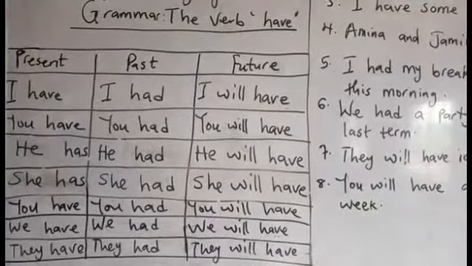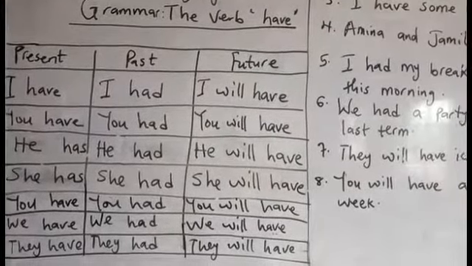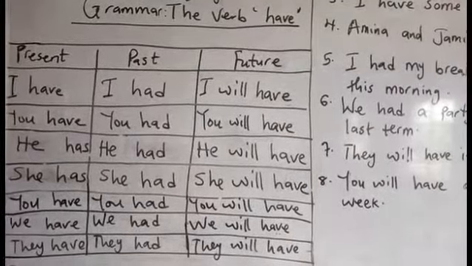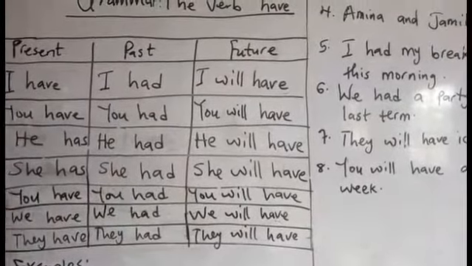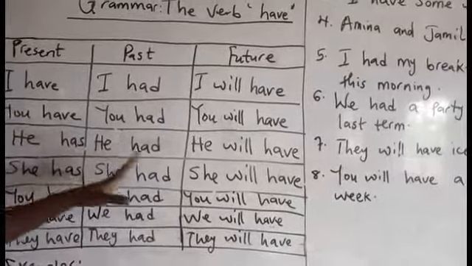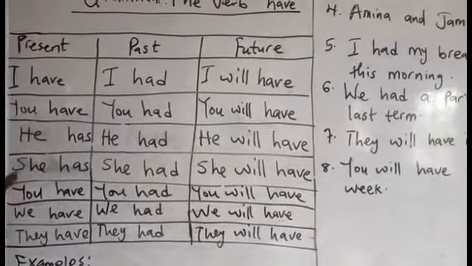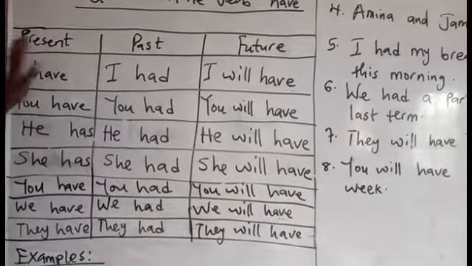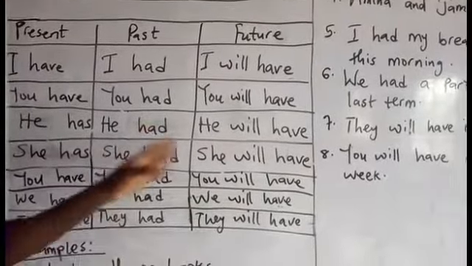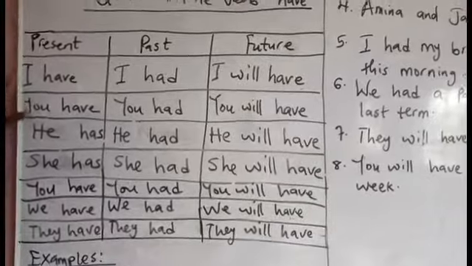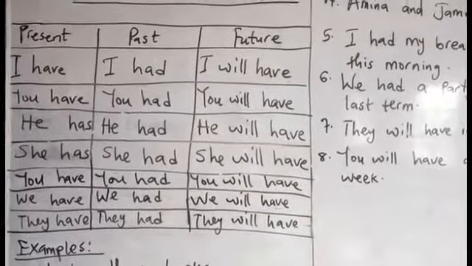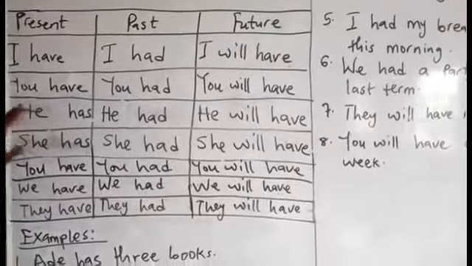Today we're going to be looking at grammar, and in the grammar aspect, we're going to be looking at the verb have. And this is a table showing the different tenses of the verbs. Here the present, here we have the past, and the last we have the future. The first one, the present tense, we have the pronouns and the verb in the present form.